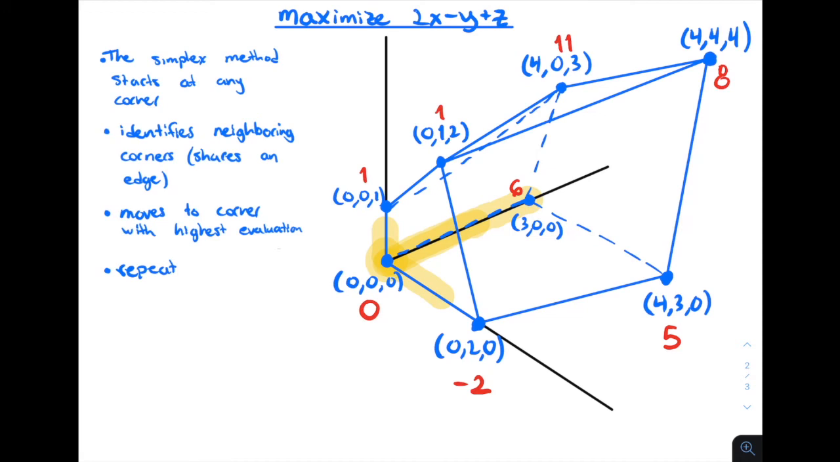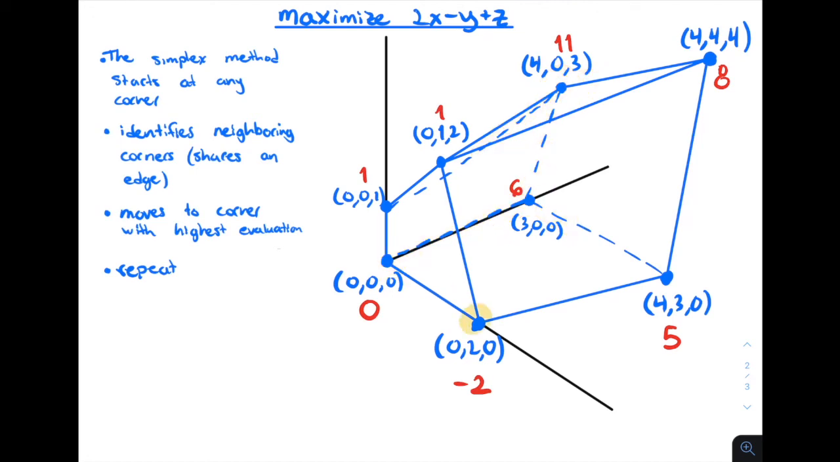At this point, we would check what are the neighboring corners. There's 4, 0, 3, 4, 3, 0, or go back to 0, 0, 1. Here, the one that has the highest evaluation is 4, 0, 3, and we could move to it. The simplex method continues because it doesn't know that this is the best one. It would check the 3 corners, 0, 1, 2, 0, 0, 1, 4, 4, 4, and it would see that it's already on the best one, and so it would terminate at the corner 4, 0, 3.